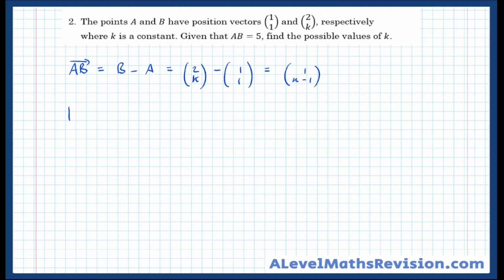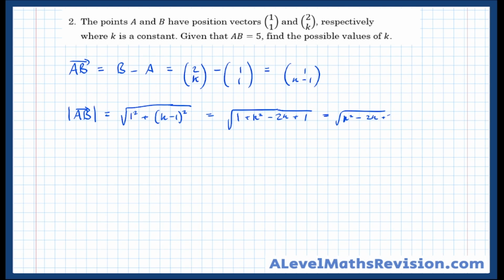Next, let's find its length. So the length of the vector AB, i.e. the distance between A and B, or the distance travelled when going from A to B, we can do by doing Pythagoras with the components of the vector here. So it equals root of 1 squared plus (k minus 1) squared, which is equal to root of 1 plus k squared minus 2k plus 1, equals root of k squared minus 2k plus 2.